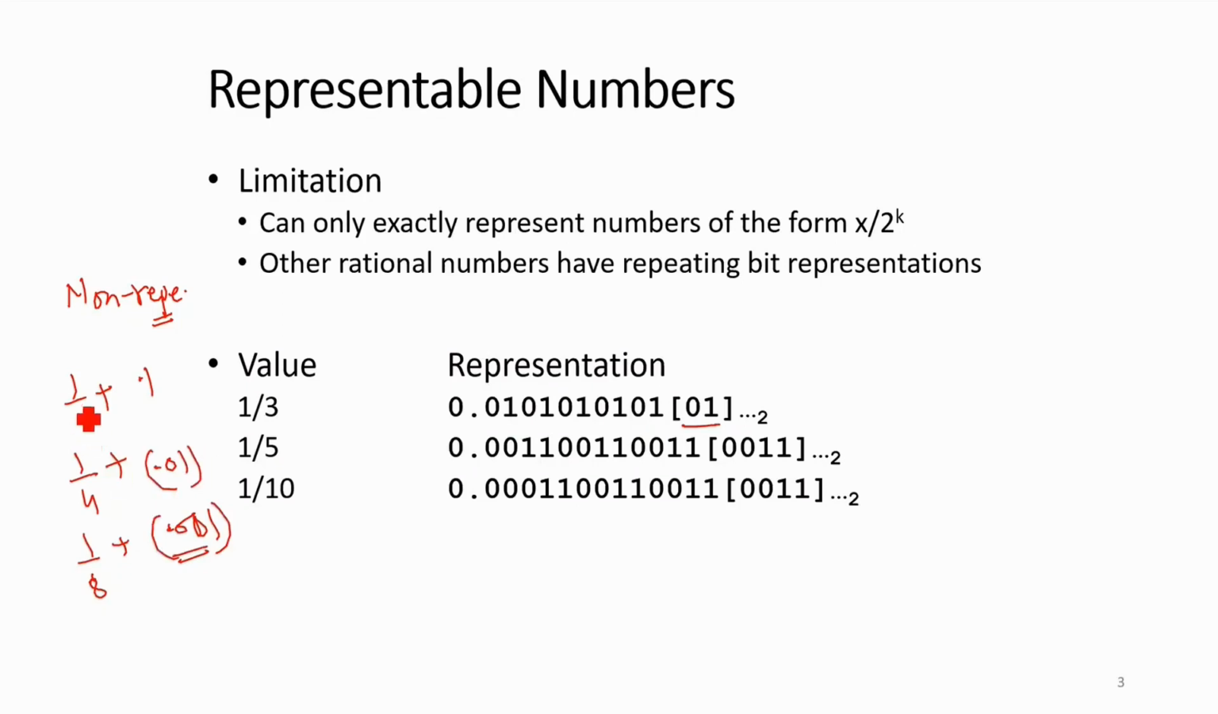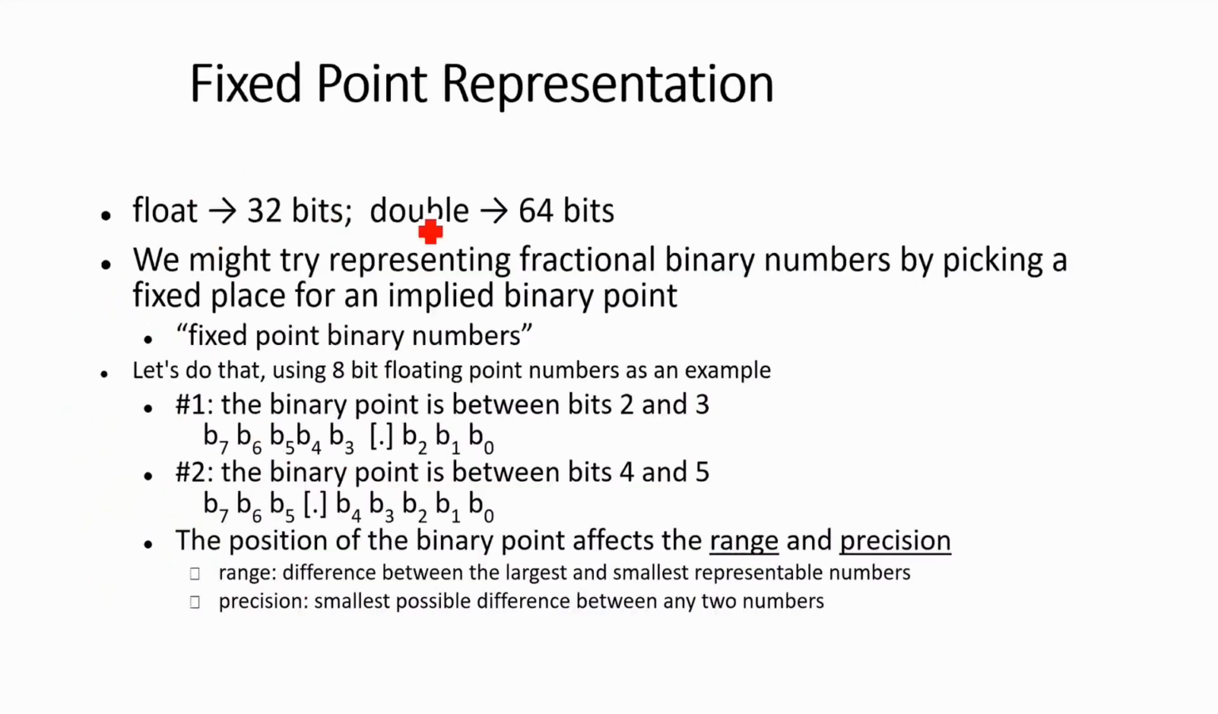But in case of other than these combinations, if any number is there, 1 by 3, 1 by 5, 1 by 10, then it will be having a repetitive pattern. It will keep on repeating again and again. So this is the basic limitation of the binary representation. That's why we should be moving to the new representation that is called the floating point representation.